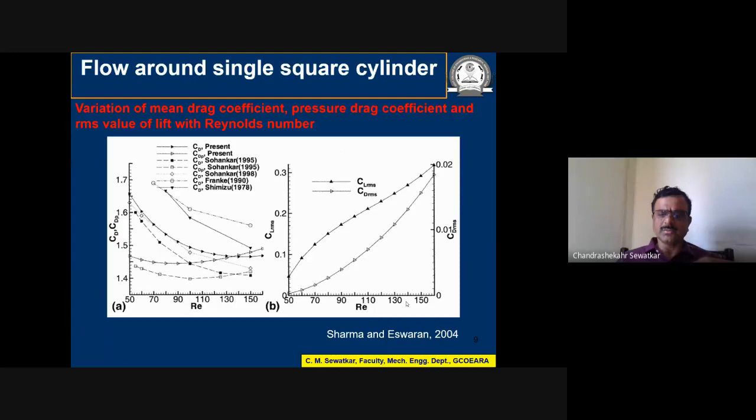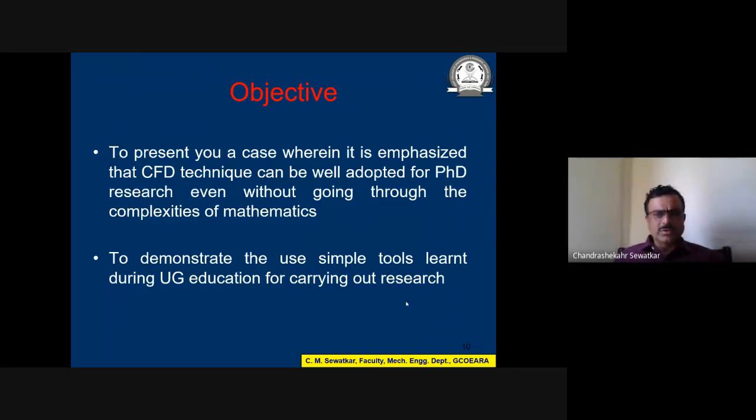I thought I should give you the background, because a single square cylinder is an extreme case of flow around multiple square cylinders. We are going to look at a large number of multiple square cylinders. So this is one extreme, and that is another extreme. I thought I should provide you some details of the first extreme. So our objective in the present lecture is to present a case wherein it is emphasized that a CFD technique can be well adopted for PhD research even without going through the complexity of mathematics. That's the objective of my lecture.